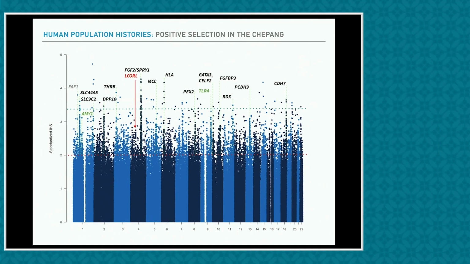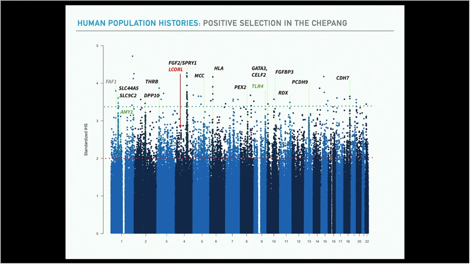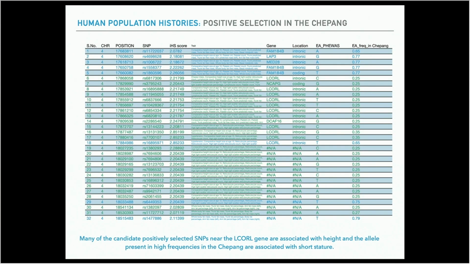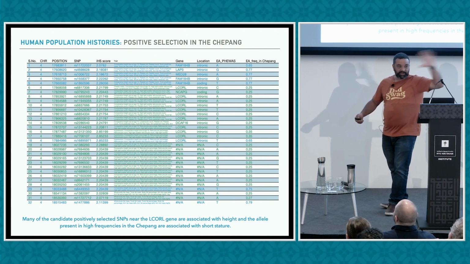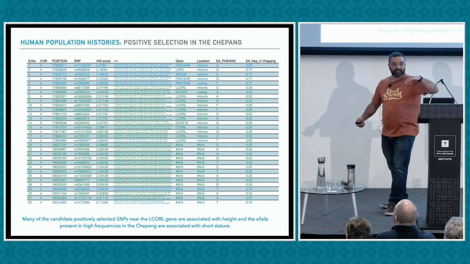So look at this. This is an LCORL signal. So this is permissive. This is the highest 100. This is the threshold, okay? So LCORL, there are a bunch of SNPs along this line. And there are about 32 SNPs. Green means these SNPs, all 32, were associated with a bunch of different phenotypes. One of them was height. And green means the allele that was associated with taller height in an East Asian population in the PheWAS database was actually the minor allele in the Chepangs. What that means is this allele that makes somebody taller, or contributes to taller height, is not present at high frequencies in Chepangs. It's the other way around.